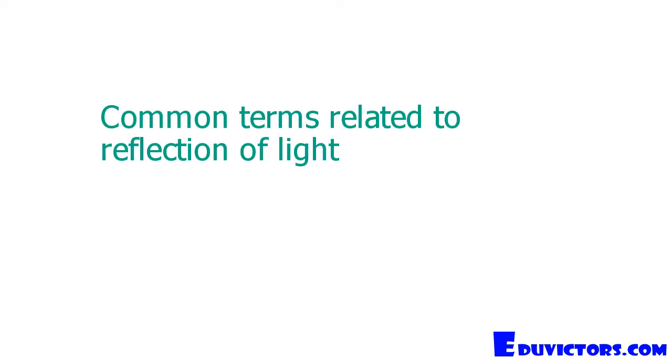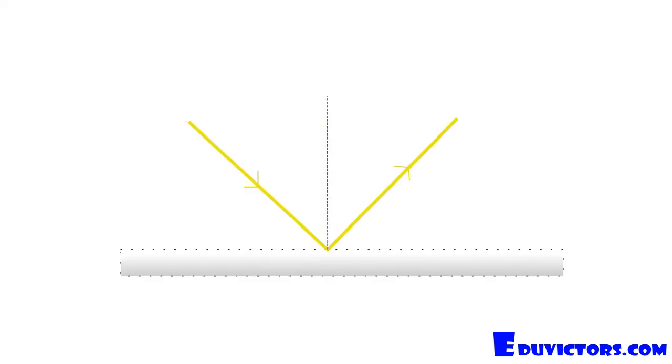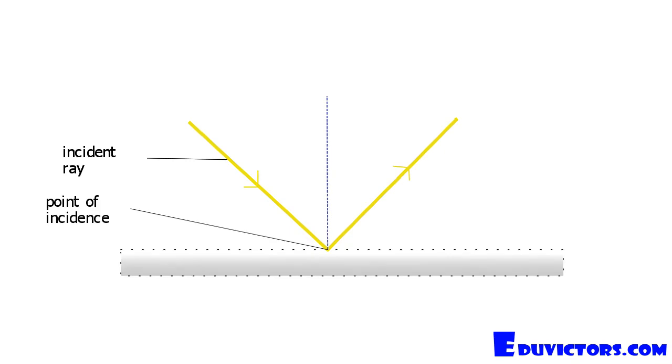Common terms related to reflection of light. Incident ray: a ray of light which strikes the mirror is called incident ray. Point of incidence: the point at which the incident ray of light strikes the mirror is called point of incidence. Reflected ray: the ray of light which is sent back from the mirror is called reflected ray.